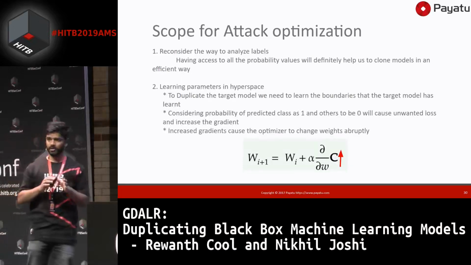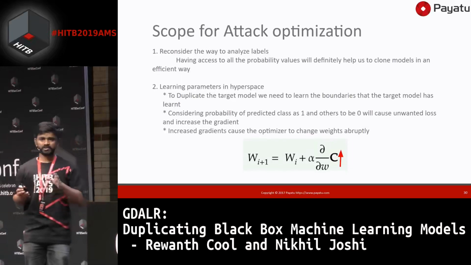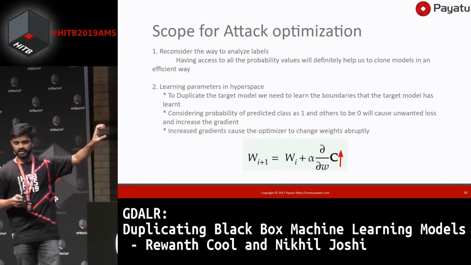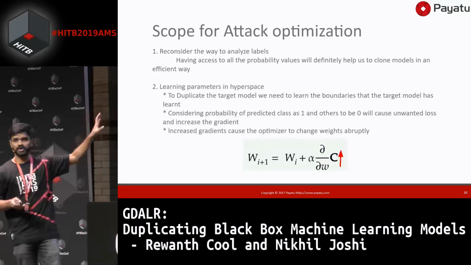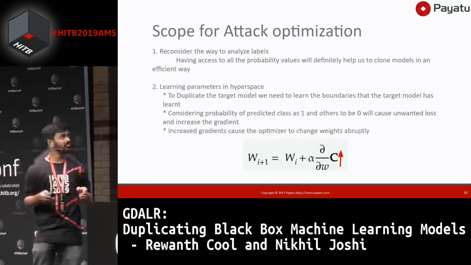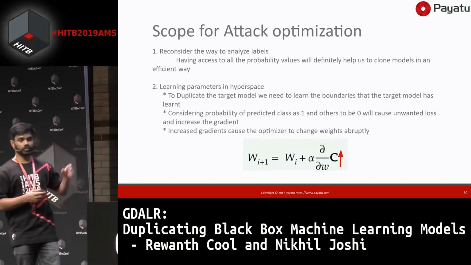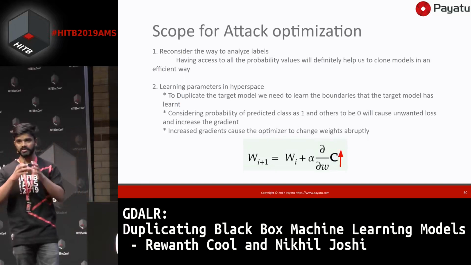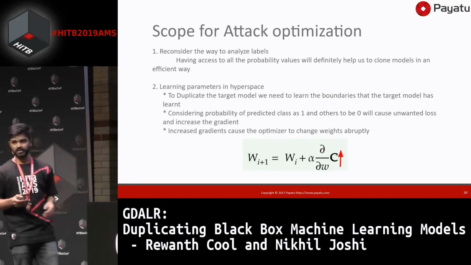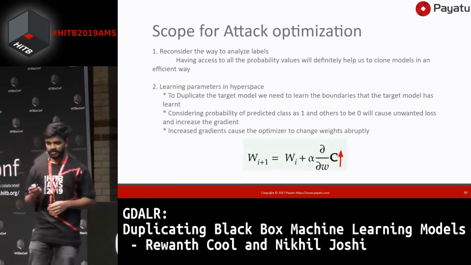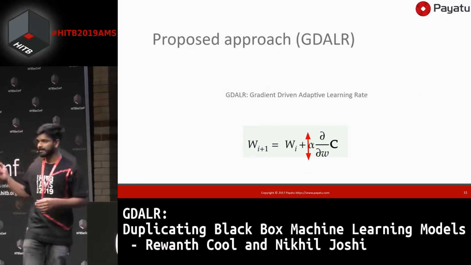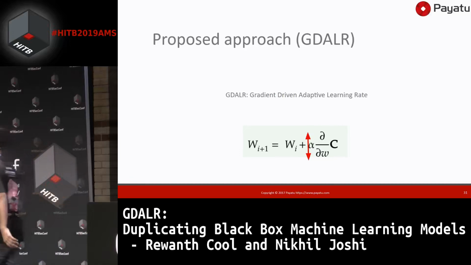As of now, all the attackers and the attack methodologies focus only on optimizing the cost function. They mostly prefer to keep the learning rate constant while they're stealing the models from the cloud. So we felt there might be scope to improve the attack methodology and reach the optimal values in less time if we make some modifications to this. So yeah, this is our proposed approach, and Nikhil will continue from here.